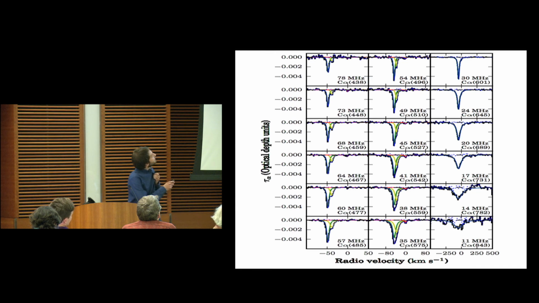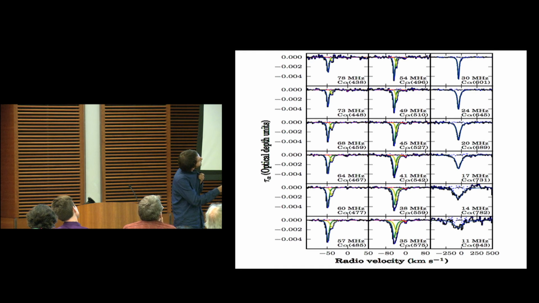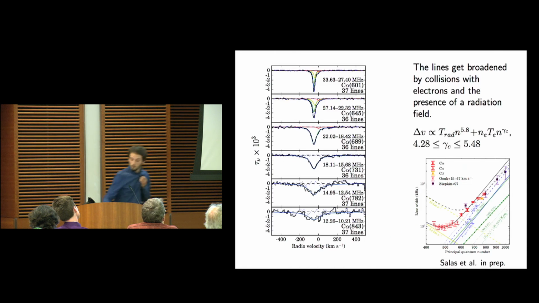And here we can see the two main Perseus components, and as we go down in frequency, we see that the lines get broader. We'll explain this in the next slide. And at some point, we cannot distinguish the two components anymore, so we just have to treat them as one.